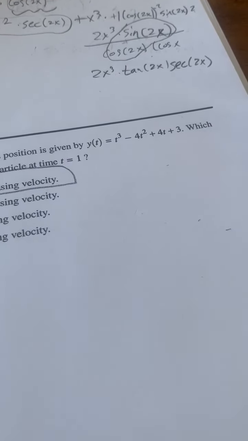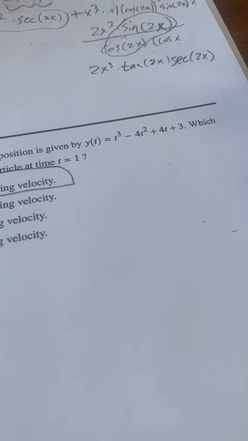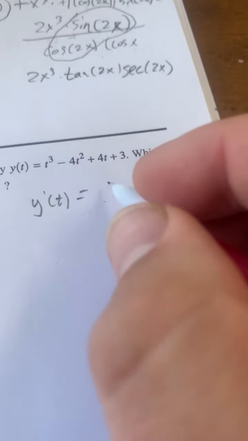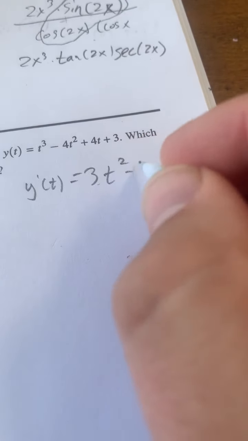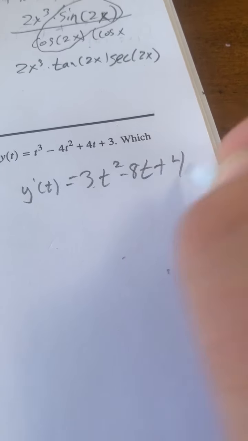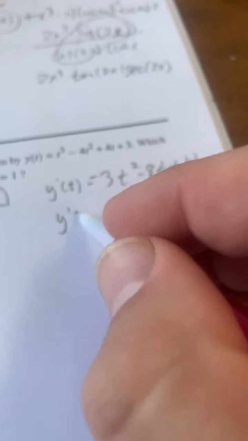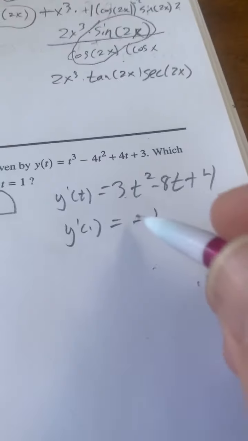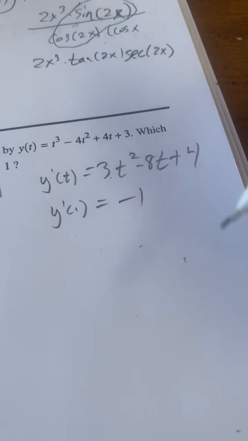Pretty hard problem. It says a particle moves along the y-axis, this equation here, and it says which of the following describes the motion of the particle at time t equals 1. It's talking about where it's moving and whether its velocity is increasing or decreasing. So I need the velocity. So velocity would be 3t squared minus 8t plus 4. And I want to know the velocity at time 1. So at time 1, I get 3 minus 8 plus 4, which is negative 1. So if velocity is negative, we're moving down the y-axis.